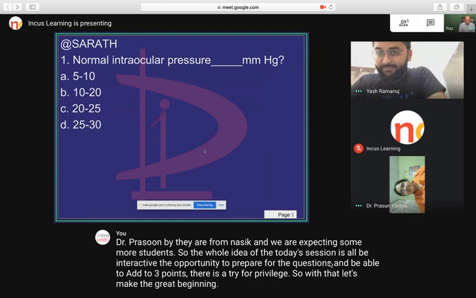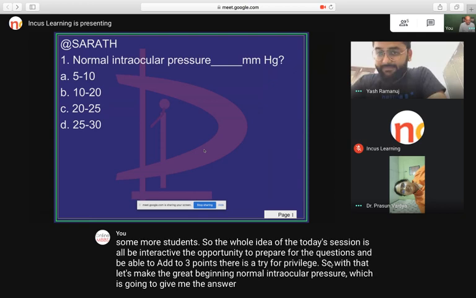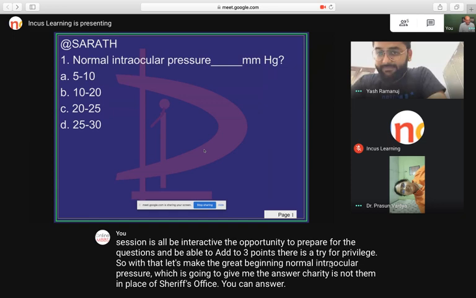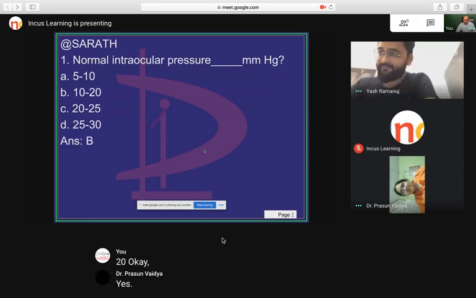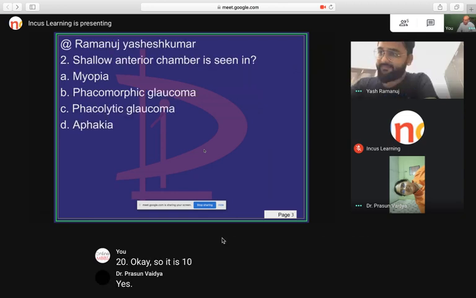Normal intraocular pressure. Who is going to give me the answer? Sharath is not there. In place of Sharath, somebody can answer. Any guess? Prasoon or Ramanand? Sir, 10 to 20. Option B. So it is 10 to 20, absolutely right.